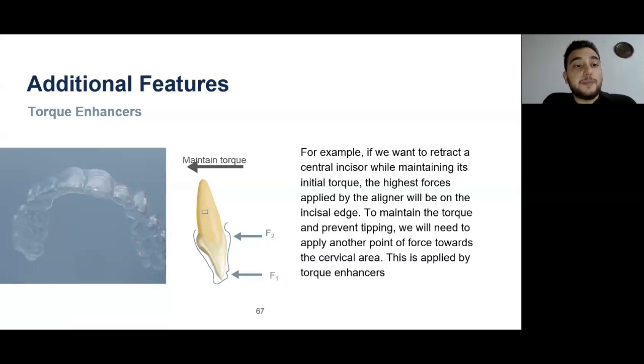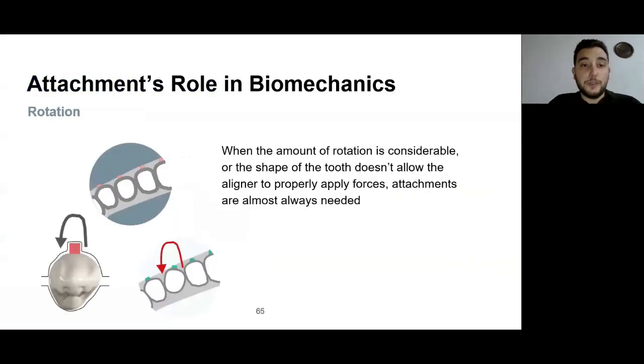You can request it with your treatment setup when you are doing a considerable amount of retraction and you want to maintain torque. For example, if we want to retract a central incisor while maintaining the initial torque, the highest forces are applied on the incisor edge, as we mentioned before. But to maintain the torque and prevent tipping, we will need to apply another point of force towards the cervical area. This is applied by the torque enhancer. So whenever you're doing a considerable amount of bodily movement on an anterior tooth, always consider requesting torque enhancers from your technician, and these can make a difference with maintaining the original torque of the tooth.